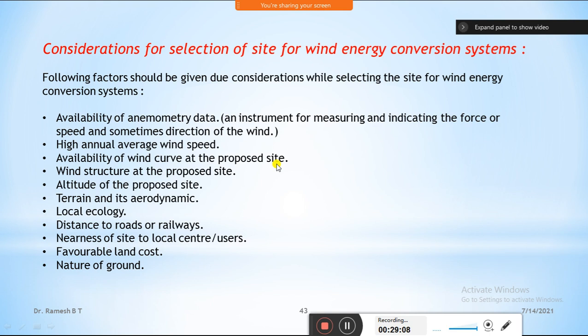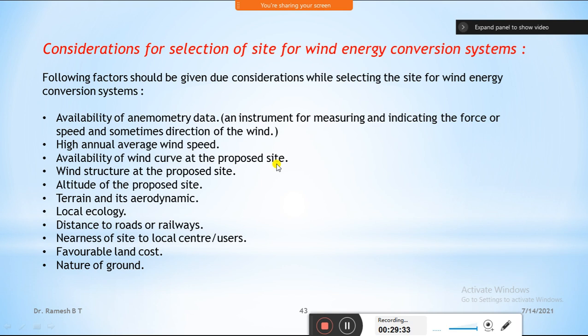And favorable land cost. We can also check the land cost. If it is very high, we cannot go with that, because it may become very costly. We also cannot destroy agricultural land. We cannot simply install on agricultural land, because agriculture is the backbone of our India, so we cannot disrupt that agriculture. So we have to look at the land cost, land locations and nature of the ground. That is also important.